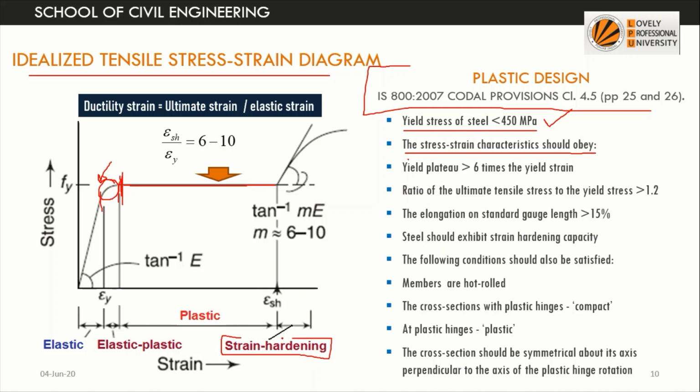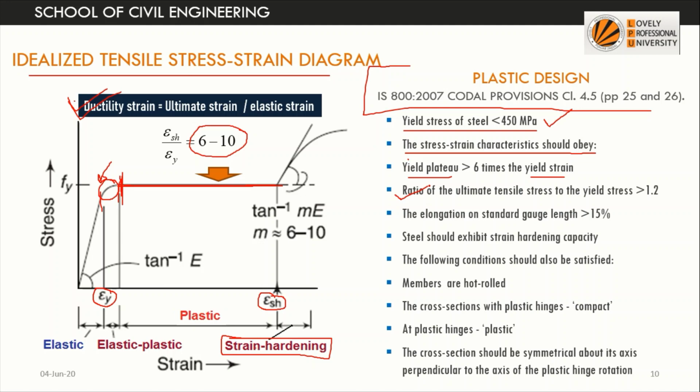So what we are doing, we are considering only ductility of the material, in which there will be substantial deformation but it will not fail. So what it says is that this yield plateau should be 6 to 8 times that of yield strain. So this length should be 6 to 10 times that of yield strain. Yield strain means epsilon y, and epsilon sh means strain hardening. So this ratio should be around 6 to 10.